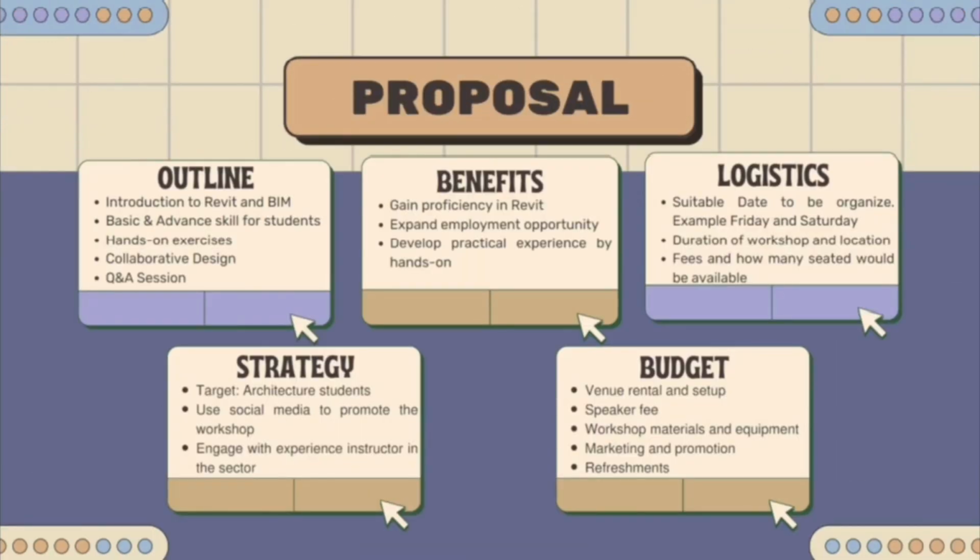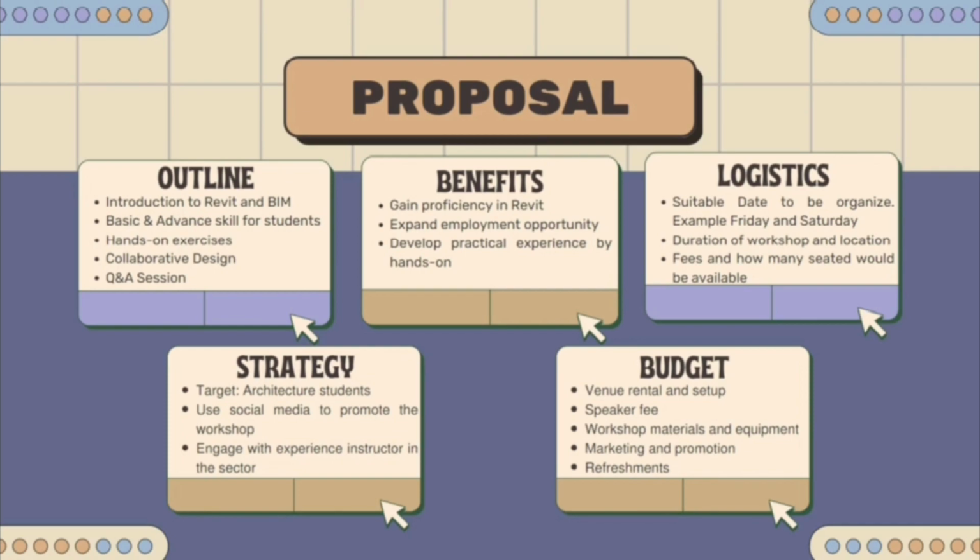The next part will be the proposal throughout this event. The first part will be the outline of the event. So the main points are introduction to RASYID and BIM, basic and advanced skills for students, hands-on exercises, and collaborative design. So what are the benefits? First is to gain proficiency in RASYID and expand their employment opportunities.